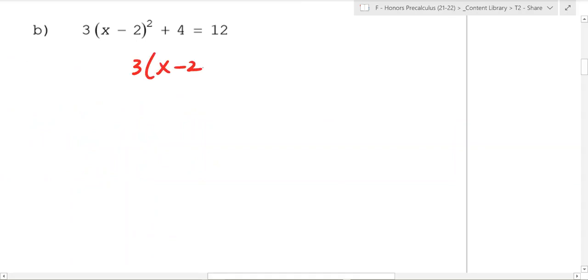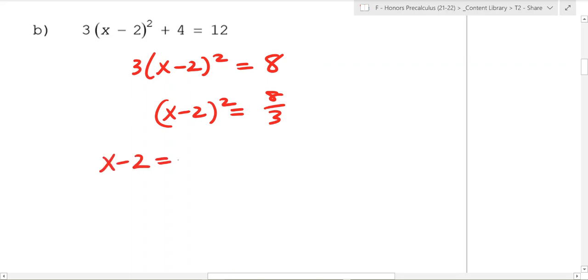So we have 3 times (x − 2)² is equal to 8. Now we divide by 3, we get (x − 2)² is equal to 8/3. And now we take the square root of both sides, so you know that x − 2 has to equal the square root of 8/3, or x − 2 has to equal negative square root of 8/3.